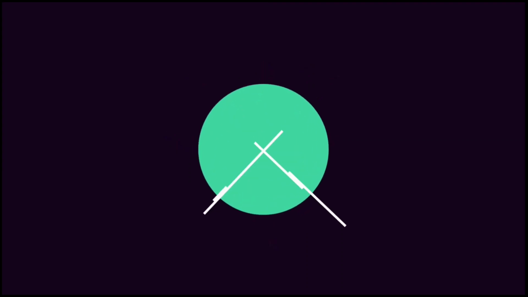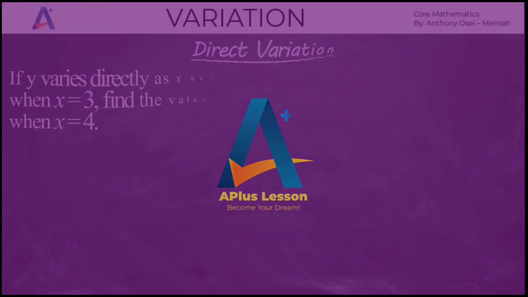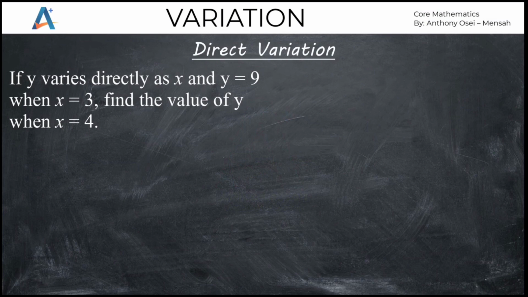And this direct variation question reads, if y varies directly as x and y is equal to 9 when x is equal to 3, find the value of y when x is equal to 4. So this is a direct variation question because it says varies directly, meaning y varies directly as x. So the word directly has qualified this question to be a direct variation.